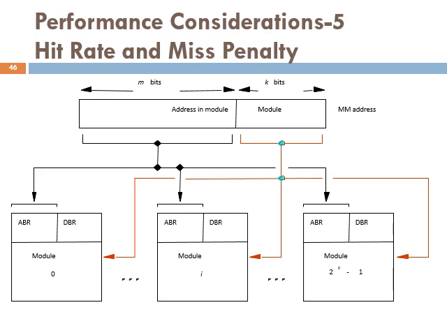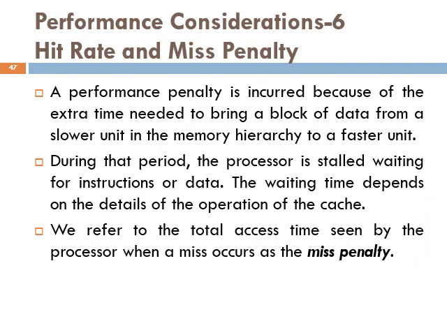High hit rates, well over 0.9, are essential for high performance computers. Performance is adversely affected by the actions that need to be taken when a miss occurs. The performance penalty is incurred because of the extra time needed to bring a block of data from a slower unit in the memory hierarchy to a faster unit. During that period, the processor is still waiting for the instruction or data. The waiting time depends on the details of the operation of the cache. We refer to the total access time seen by the processor when a miss occurs as the miss penalty.